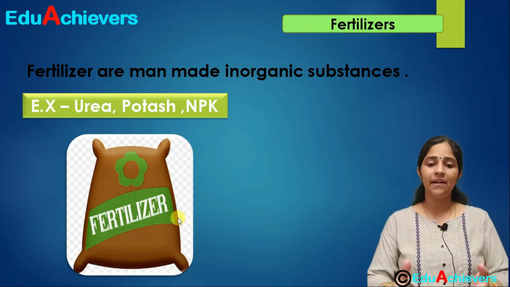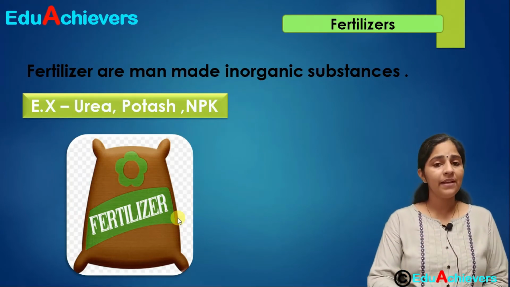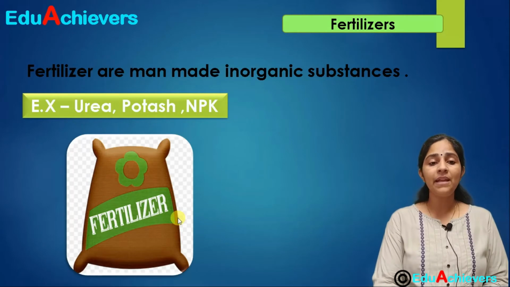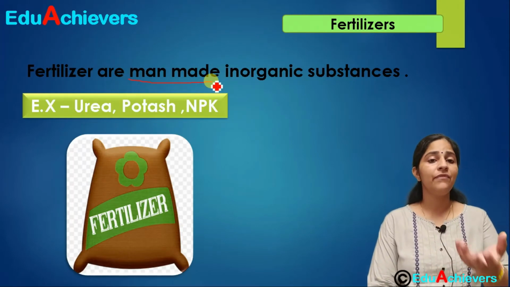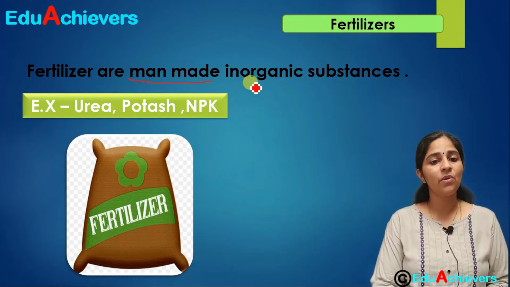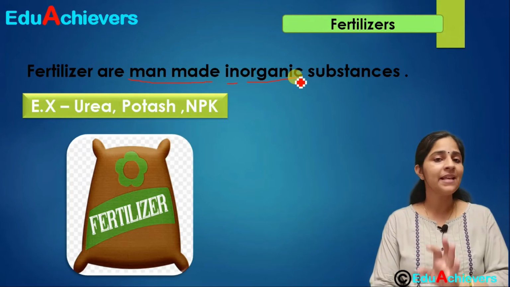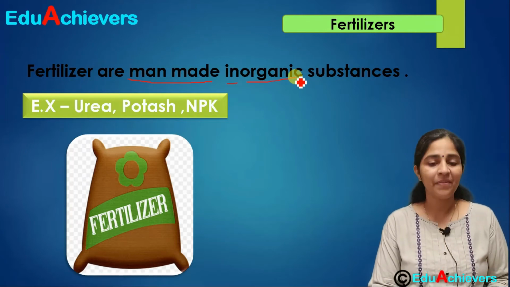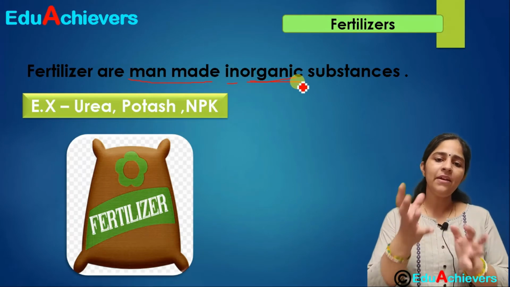That means they are derived from living organisms. Correct? Whereas the fertilizers are man-made. That means we are making them in factories, and that's why we call them inorganic. The meaning of inorganic is that it is not organic. It is basically made from some compounds in the factories.